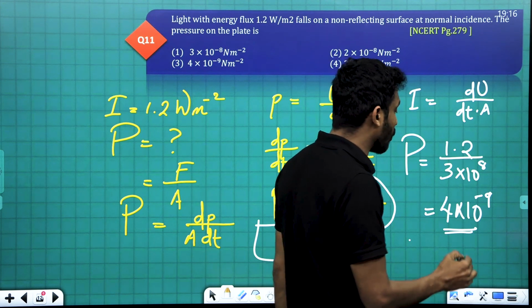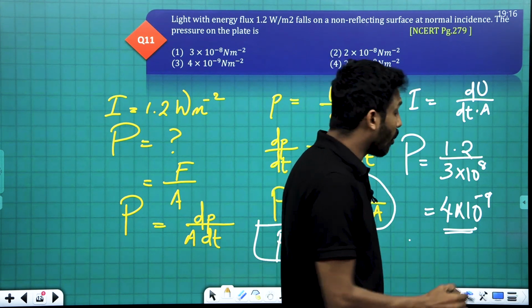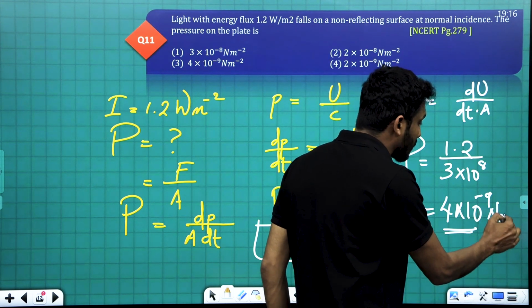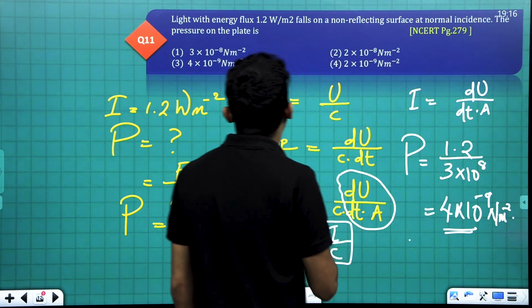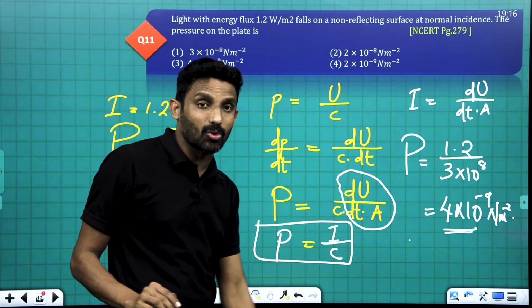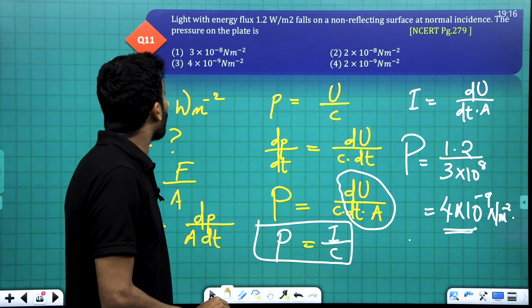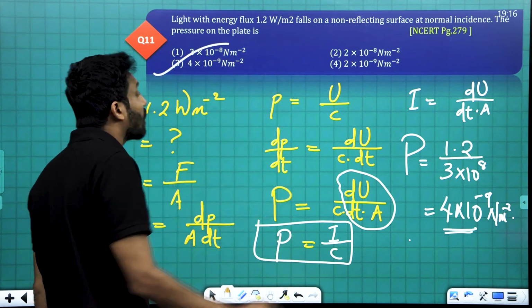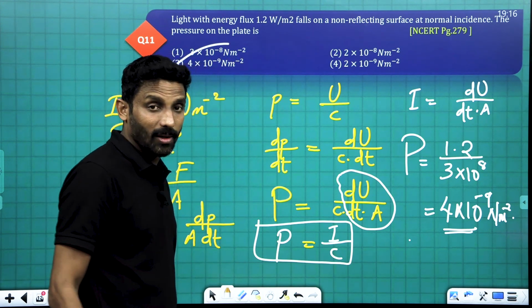Clear? The SI unit of pressure is Pascal or Newton per meter square, both are the same. Here in the options, it is Newton per meter square only. So 4 into 10 power minus 9 Newton per meter square. It is answer C.